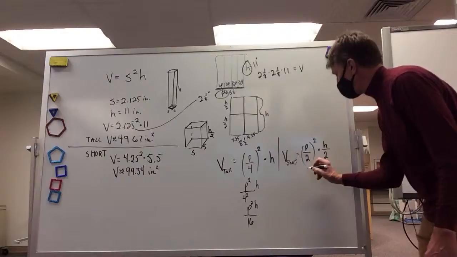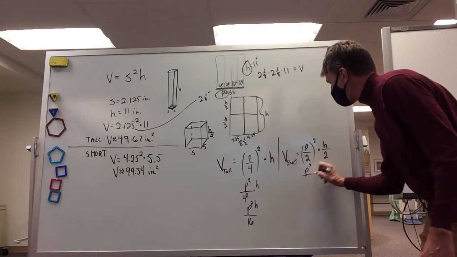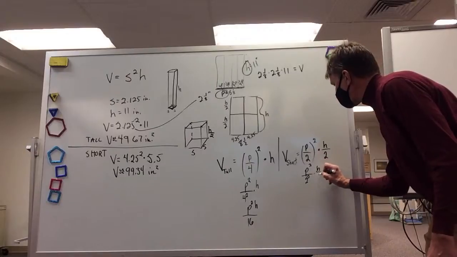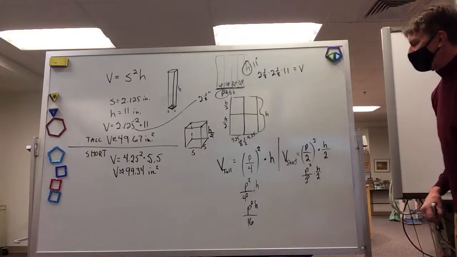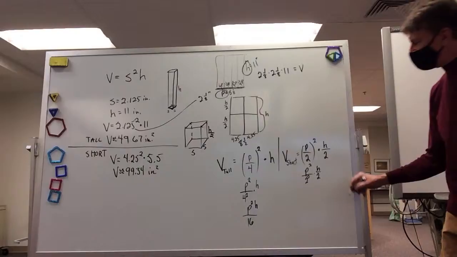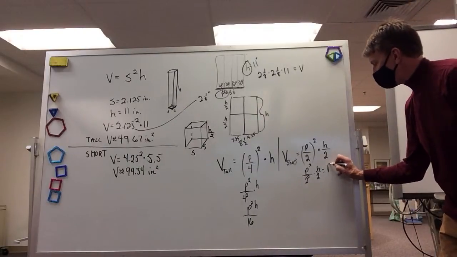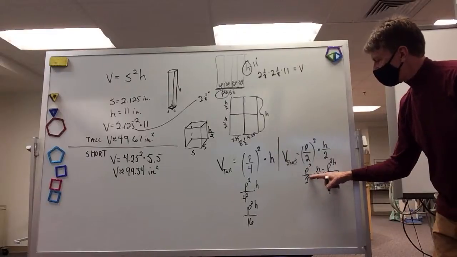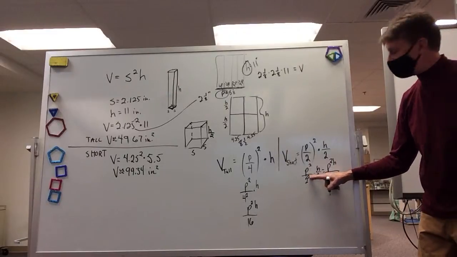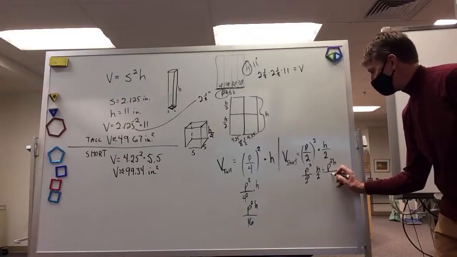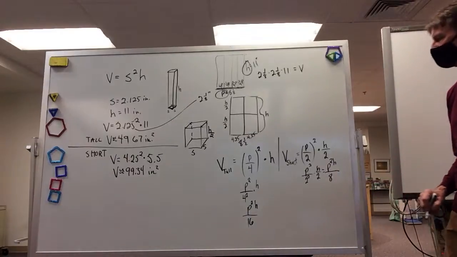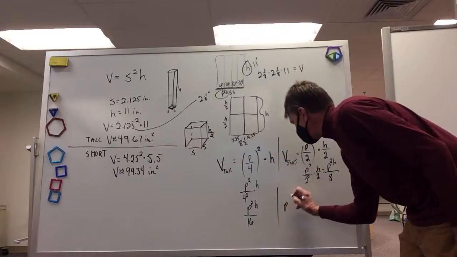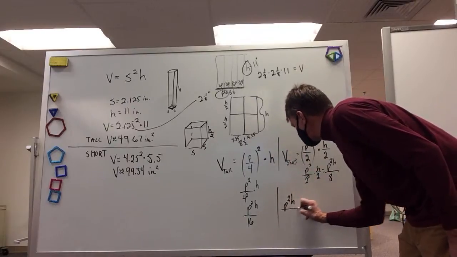So this one here, we're gonna do the same thing. We've got P squared over 2 squared times H over 2. This one's gonna take a little bit more work. So we've got P squared times H. 2 squared is 4 times 2 is 8. Okay, so this side is P squared H over 8.